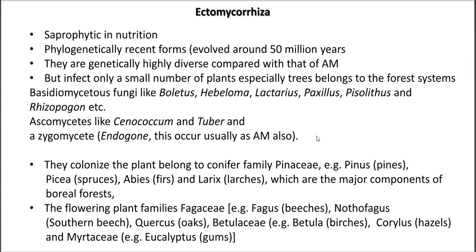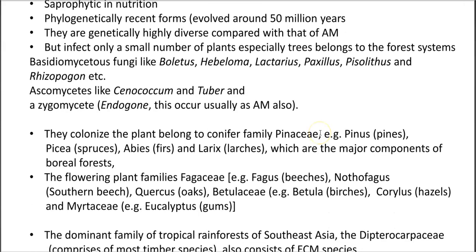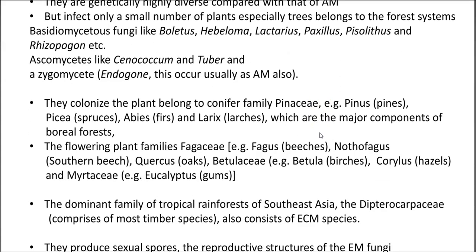The mycorrhiza that infect the forest trees come under the following groups of fungi: some are basidiomycetes, some belong to ascomycetes, and a few belong to zygomycetes. Important basidiomycetes fungi that form the ectomycorrhizal association include Boletus, Hebeloma, Lactarius, Paxillus, Pisolithus. Examples for ascomycetes include Cenococcum and Tuber. The example for zygomycetes is Endogone. You may recollect Endogone is the one which can occur as ectomycorrhiza and under certain conditions also proliferates as an arbuscular mycorrhiza.